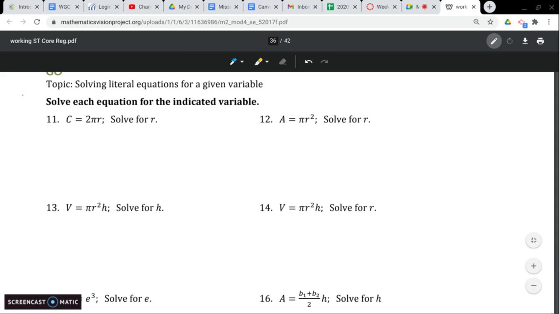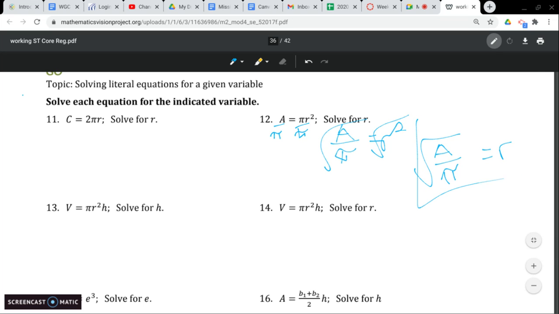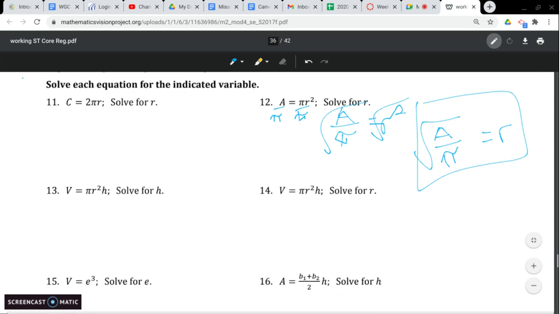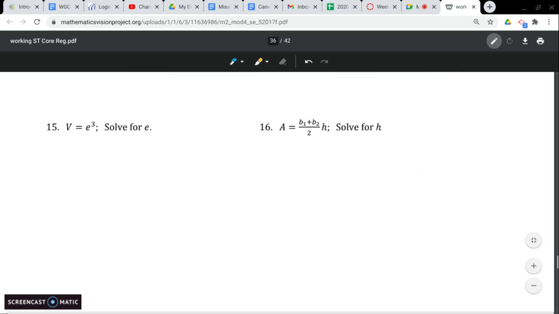So the relationship between pi and the r squared is multiplication. To undo multiplication, we divide. So we divide both sides by pi. So we have a divided by pi equals r squared. Now, how do we get rid of a squared? We take the square root. So our answer is the square root of a divided by pi equals r. There's our answer.